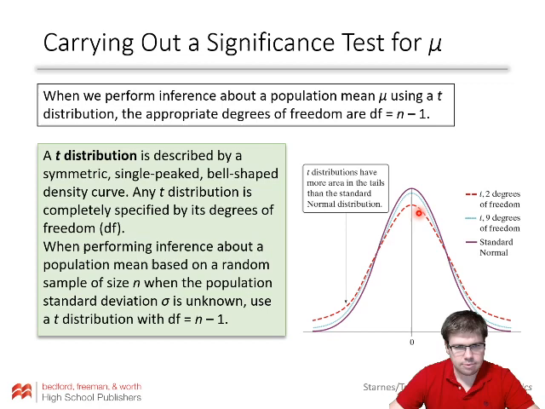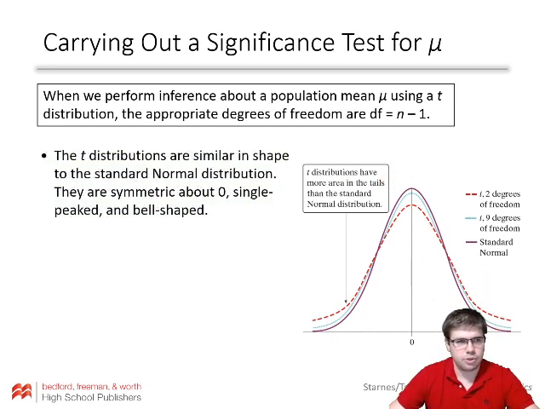So we just see it here. It's a little bit flatter, a little bit wider. It gets closer as the degrees of freedom increases. As the degrees of freedom approaches infinity, or the population size, then we end up with a normal distribution. So that's just saying we're using a t distribution.